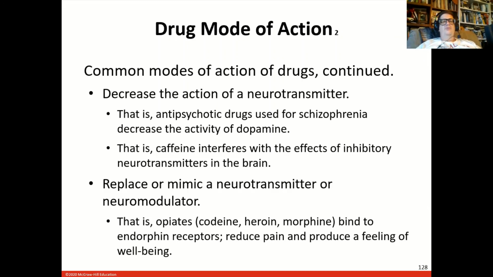Now, the last one here: replace or mimic a neurotransmitter or neuromodulator. A lot of opiates come from opioid plants or are chemically similar to them. We're talking about codeine, heroin, morphine. They bind to endorphin receptors and act like endorphins. So they reduce pain and they give you a feeling of well-being.